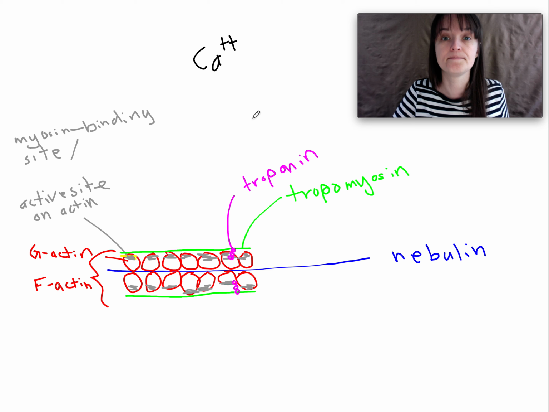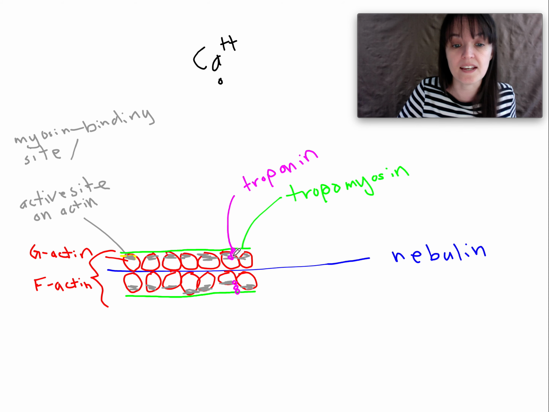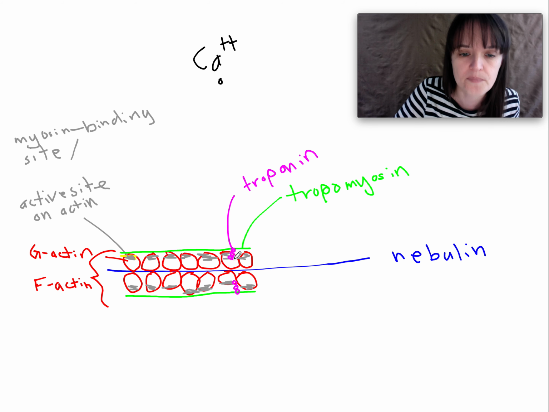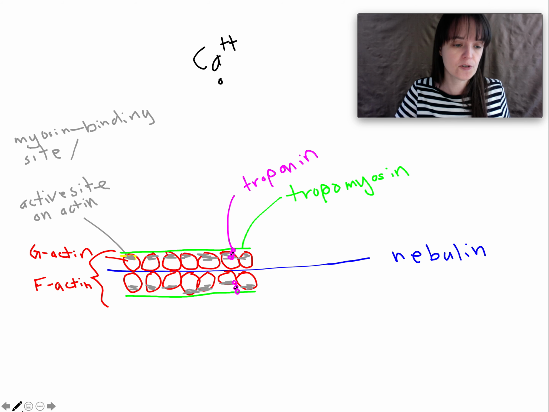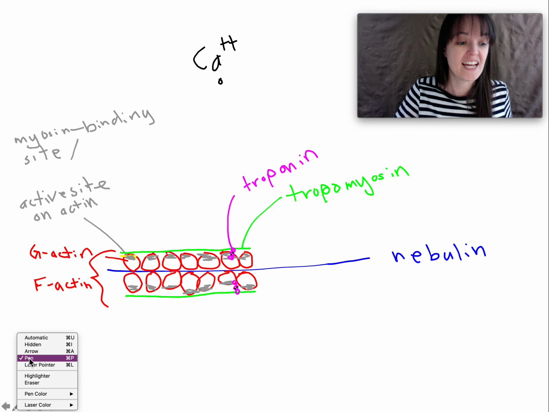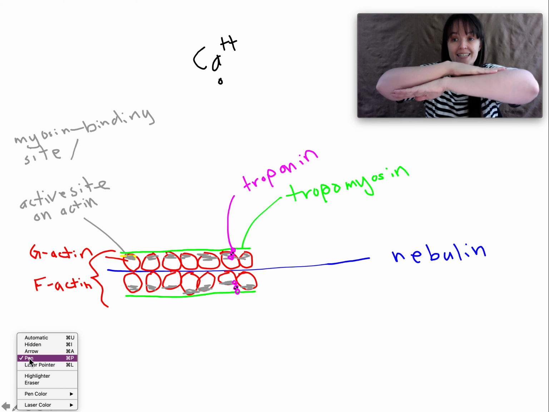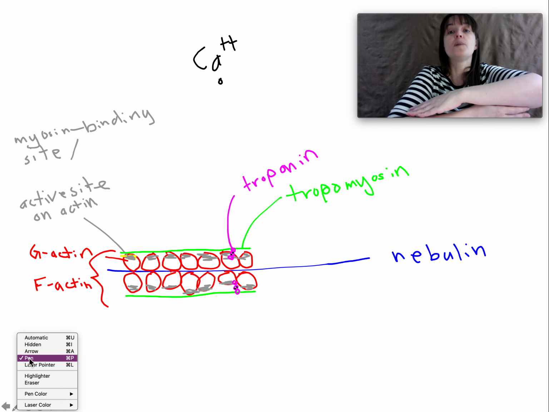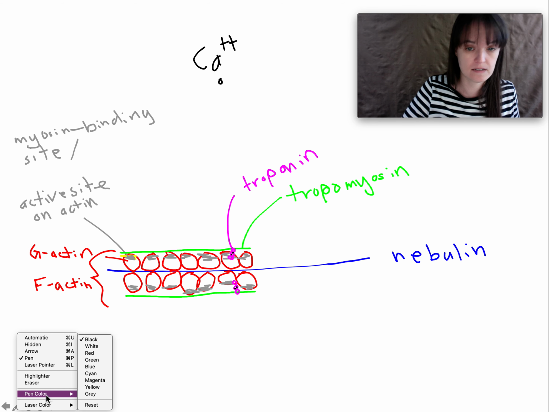Calcium. Calcium ions are the key that unlocks the troponin. So when 2 calcium ions bind to each troponin, that changes the shape of the troponin, and then that pulls the tropomyosin off of the active site on actin.